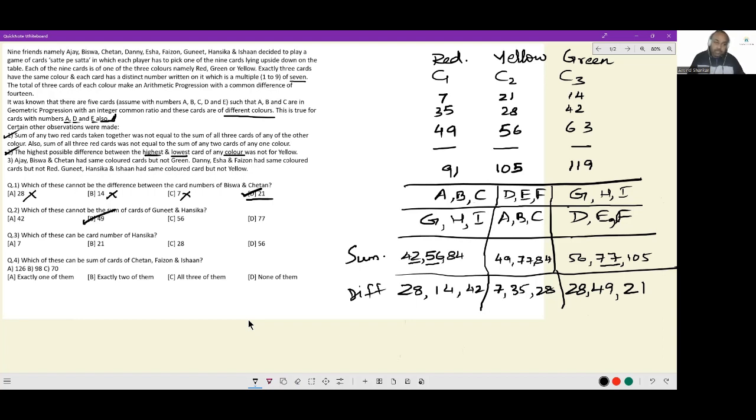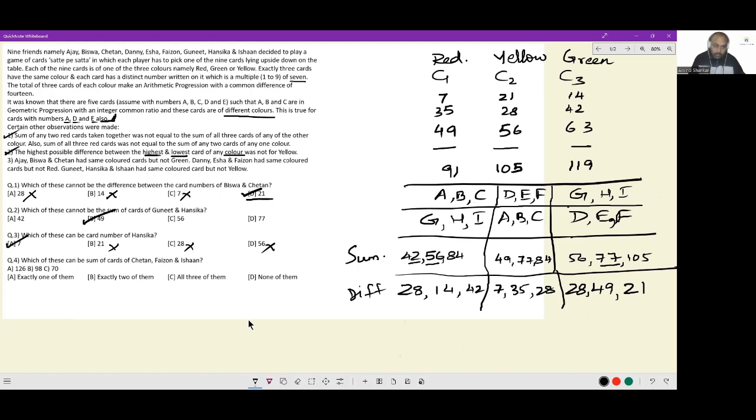Next, which of these can be the card number of Hansika? So Hansika can have any card number from 7, 35, 49, 14, 42, 63. Sorry, they have asked what can be the card number. She can never be 21 because that is yellow. She can never be 28, that is yellow. She can never be 56, that is yellow. 7 is red. Hansika can be red.